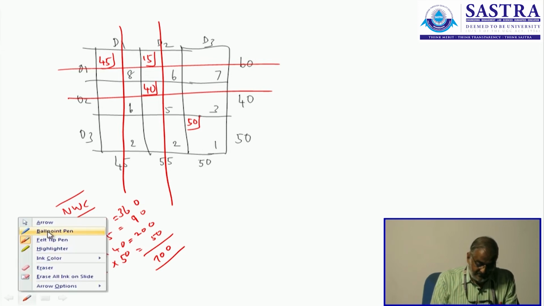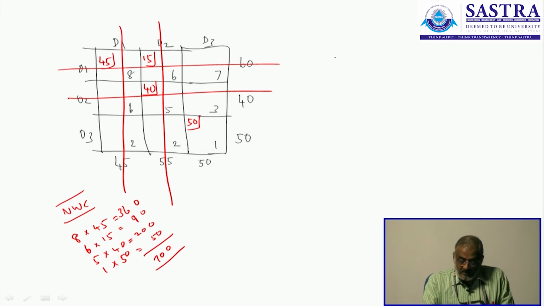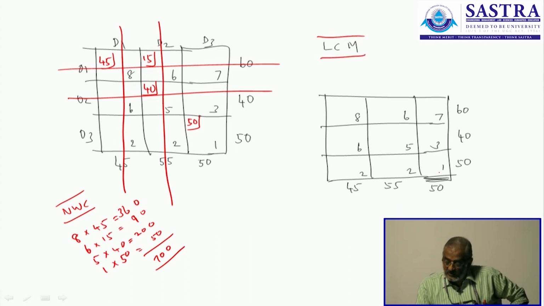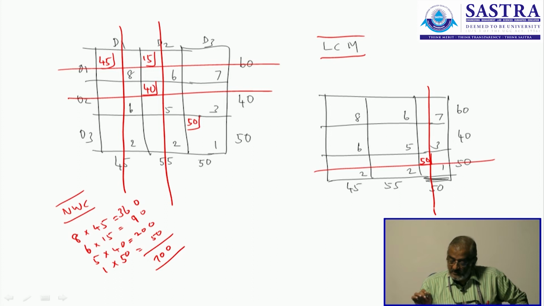Now let us solve this problem using the least cost method. What is the least cost? 1, where the demand is 50, supply is also 50. So I can supply all the demand, 50 units. So supply is out, demand is also out. Now among the rest, which is the least? 5 is the least, where the demand is 55 units, supply is 40 units, so I can supply the entire 40.